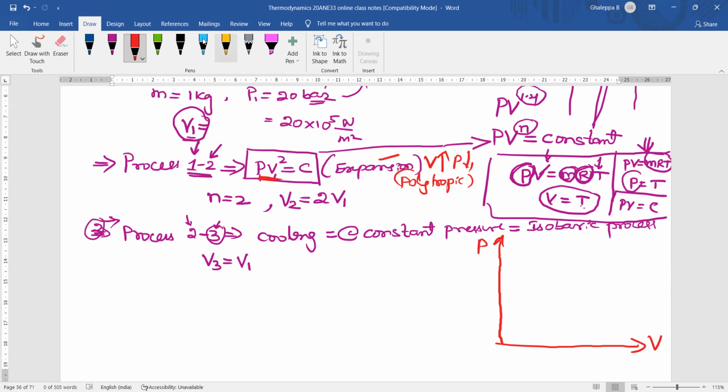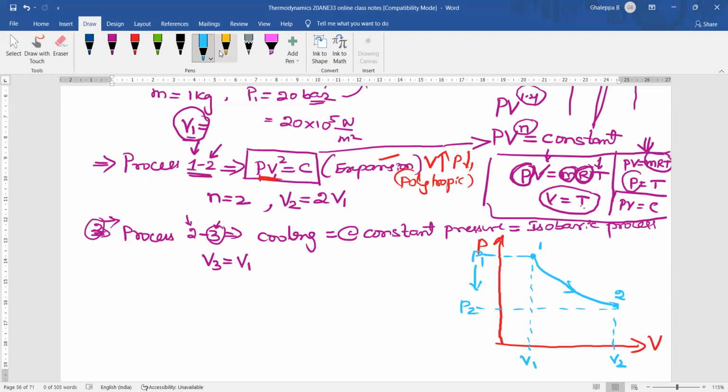Whenever expansion is there, volume increases, pressure decreases. So you have to draw an expansion process starting from this point and expand downward. Why is it downward? Because of P1 and P2. Compared to point number 1 and point number 2, pressure is decreasing and volume increases. So this is expansion. V1 is here, V2 is here.